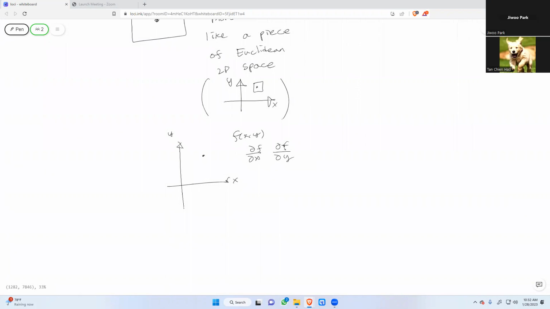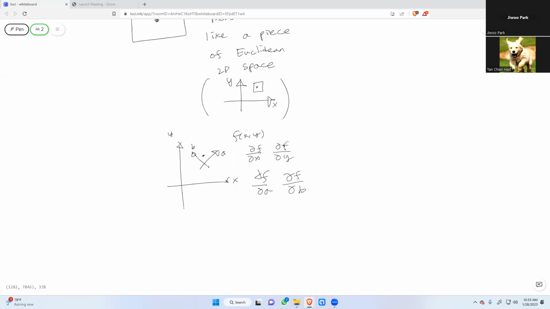But somebody might want to do something different. So they might say, I'm going to make a new coordinate system over here. This is going to be A and B. Could we do partial f partial A and partial f partial B? The answer is yes. All of these are totally cool.